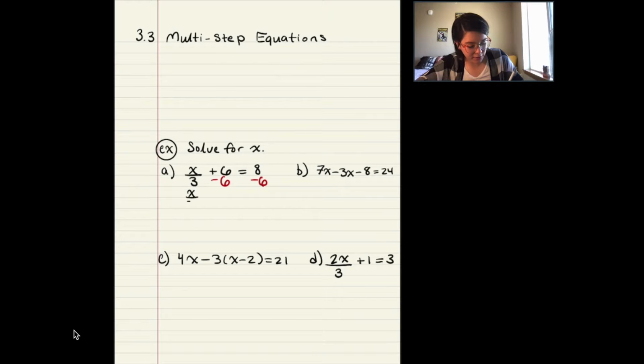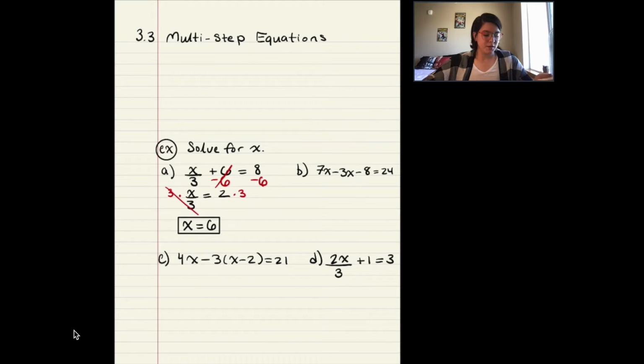So we get x over 3. Our 6's cancel out. And then we have 8 minus 6, which is 2. Now the other thing that's happening to x is it's being divided by 3. And remember, the inverse operation for dividing is multiplying. So we'll have to multiply by 3. Our 3's cancel on the left, and we're just left with x is equal to 2 times 3, which is 6. There we go. So you guys try to do the other ones on your own, see if you can get through them, and then we'll come back and you can watch me do them myself.